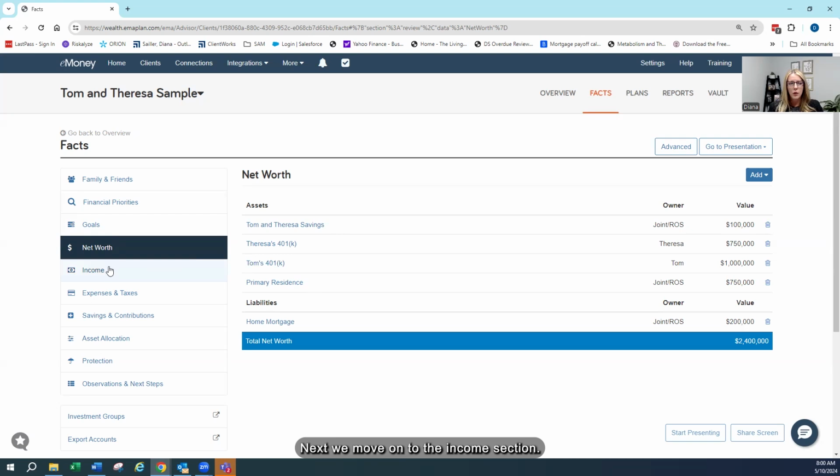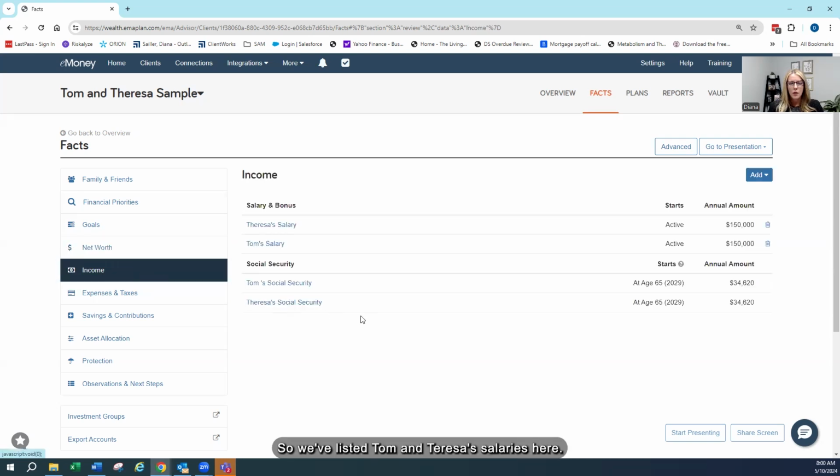Next, we move on to the income section. So we've listed Tom and Teresa's salaries here. They both are making the same wage that we've assumed here. We do have a modest cost of living increase going forward. We've also listed Social Security. So the Social Security amounts here are based off of their wages. And then the other assumption is they begin Social Security at age 65 at retirement.